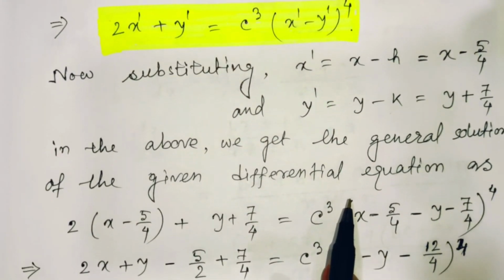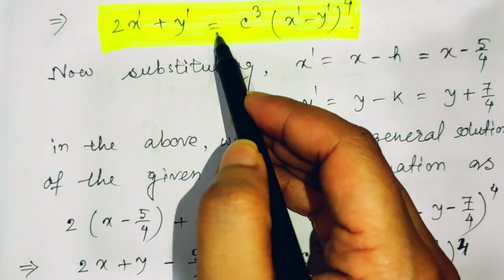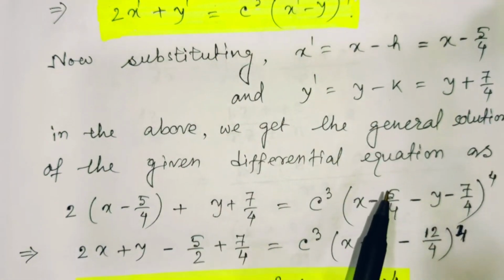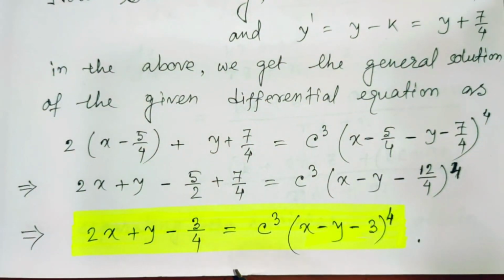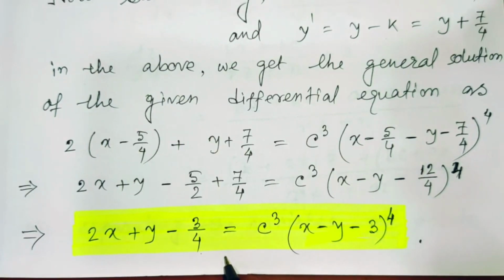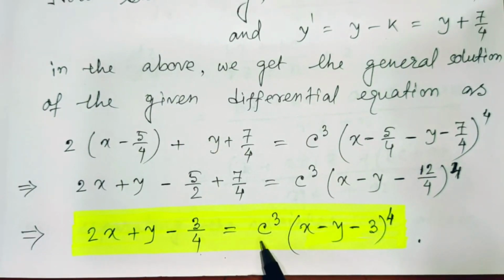After getting the values of x dash and y dash we should substitute them in this derived equation, and after substituting and simplifying we shall find 2x plus y minus 3y is equal to c cube. This is the integrating constant, then x minus y minus 3 whole to the power of 4, which is our general solution. So in this way we can solve it.